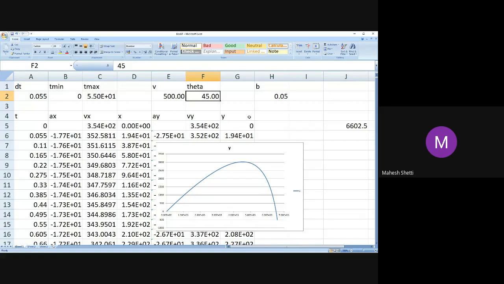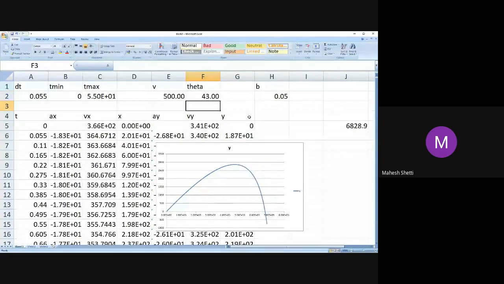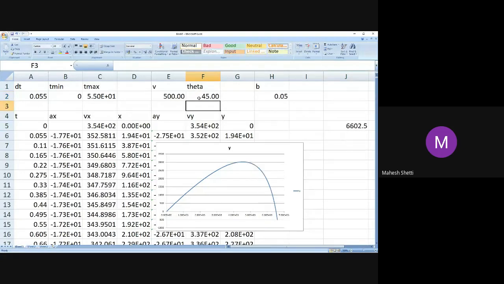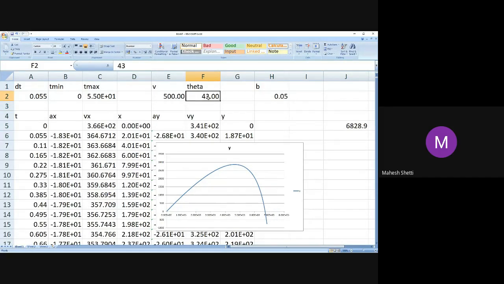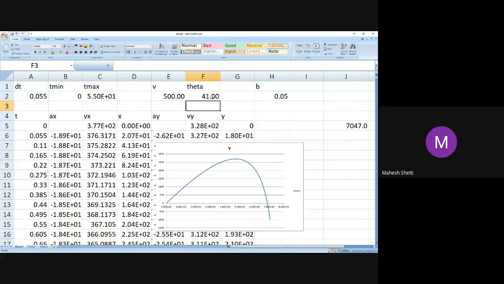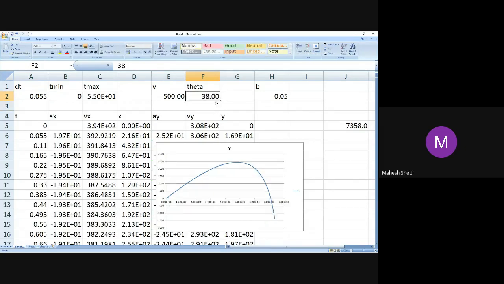Now I'm interested in increasing the range. So instead of 45 degrees, if I take say 43 degrees, you see this value has increased. For 45 degrees it was 6602. Now at 43 degrees, 6828. I make it further down, 41 degrees, it has gone to 7 kilometers. Make it further down, say 40, it goes to 7.1 kilometers. I make it 38, it has further gone up.